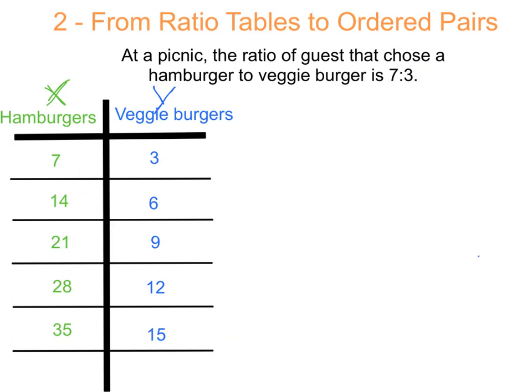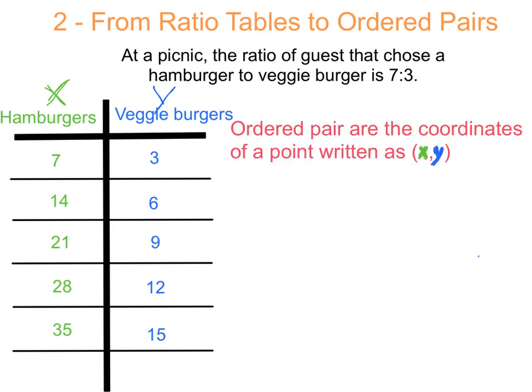How we know how to create the ordered pair is because the ordered pair are the coordinates of a point written as x coordinate, y coordinate. So each of these, we now have an x and a y coordinate. So if we wanted to try to make an ordered pair for our first ratio, we would have the ratio of 7:3, and our ordered pair would be (7, 3). We want to put those in parentheses so that we know that they're points and we're not doing any operations with them. So let's see what the rest of the ordered pairs would look like.